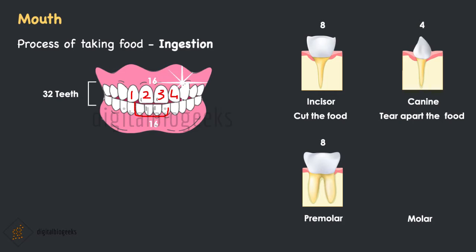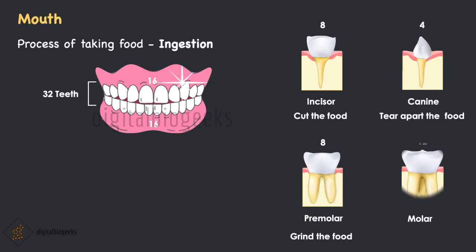The premolars are situated at the back of these incisors. Premolars are here. Altogether 8 premolars, 4 in the upper jaw and 4 in the lower jaw. They help to grind the food.